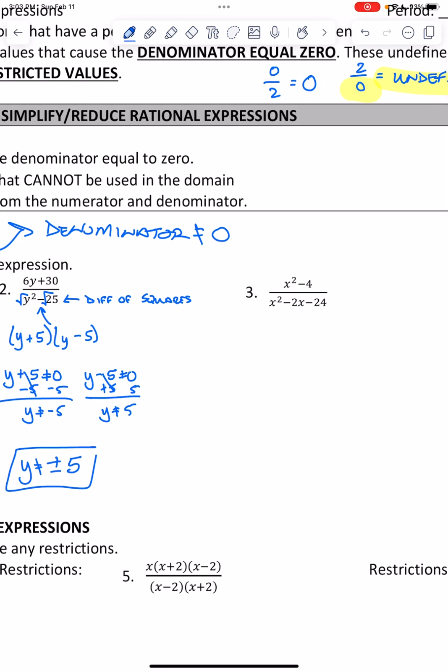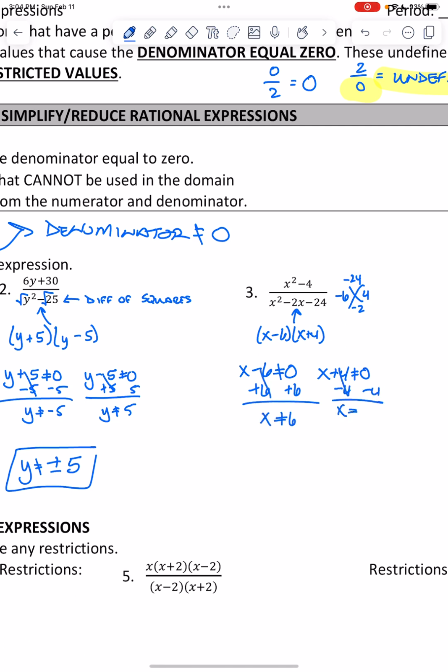And then same thing with number 3. So restrictions, again, only worried about the bottom. So the bottom, to factor that, we need to use big X. You're looking for what multiplies to negative 24, adds to negative 2, be negative 6 and positive 4. So that denominator, right, factors to this. So again, set each factor not equal to 0, add 6, subtract 4, right? So restrictions, x cannot equal negative 4 or positive 6, right?